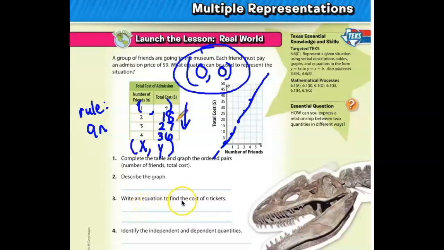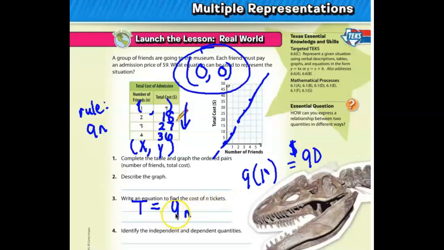Now we're going to write an equation to find the cost of the tickets. And it says that the variable should be n for friends, but it doesn't really give a variable for total cost. So I'm going to go ahead and say, I don't know, what do you think our variable should be? Go ahead and answer that for me. Okay, I'm going to go with t for total cost. t is going to be equal to, and all we have to do here is write the rule, 9 times n. So if I had 10 friends, that would be 9 times 10, and it's going to cost me $90 to buy tickets for 10 friends.